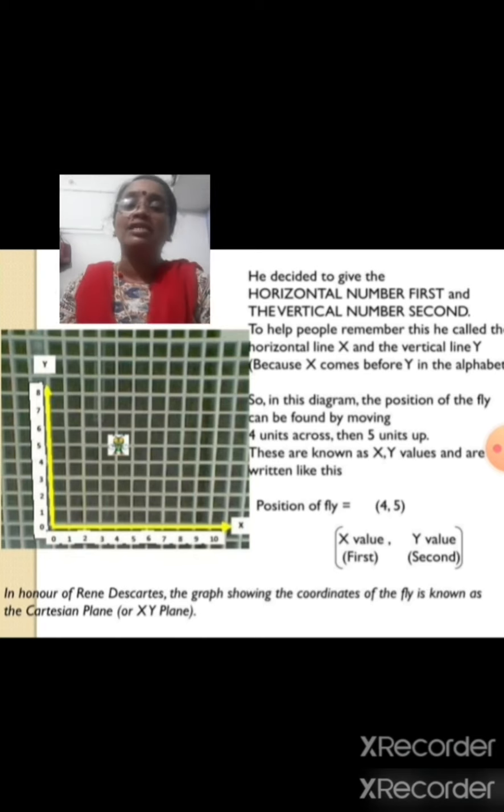Position of fly is equal to 4, 5 and that it is inside the bracket 4, 5. Or X value first, Y value second. In honor of René Descartes, the graph showing the coordinates of the fly is known as the Cartesian plane or XY plane, and this branch of mathematics based on this is a coordinate geometry or Cartesian geometry.